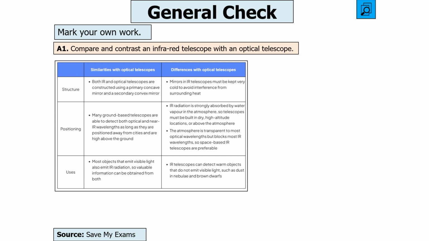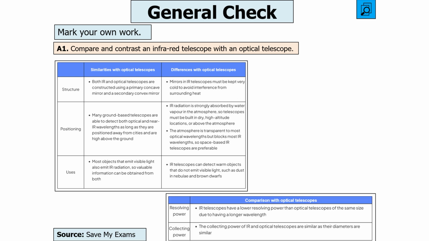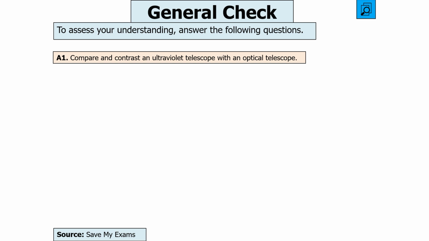Now, infrared telescopes can detect warm objects that don't emit visible light, such as dust in nebulae which has been heated up, or also brown dwarfs. Now, in terms of the resolving power and the collecting power, infrared telescopes have a lower resolving power than optical telescopes of the same size because from the Rayleigh criterion they have a longer wavelength. But the collecting power of infrared and optical telescopes will be similar because the diameters of their dishes are similar in size. Now, the next question says, compare and contrast an ultraviolet telescope with an optical telescope.